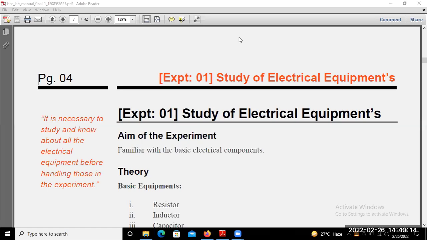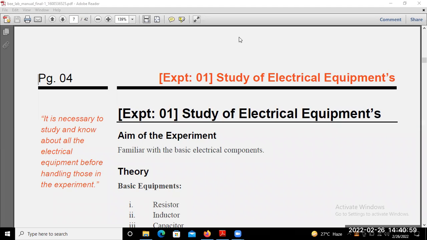And have you seen any voltmeter, ammeter, wattmeter? Some may have seen and some students may not have seen. So how can we connect ammeter, voltmeter, wattmeter in a circuit? Sir, ammeter in series and voltmeter in parallel. Okay. So these are the basic concepts you have to keep in mind whenever you connect the ammeter, voltmeter, and wattmeter in a particular circuit.